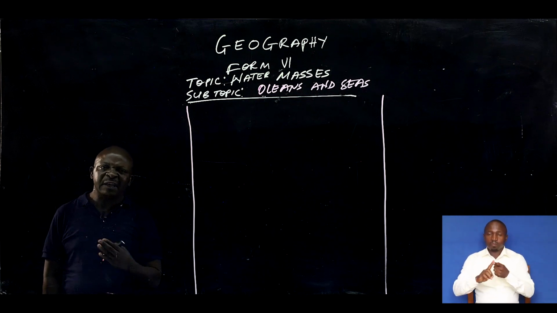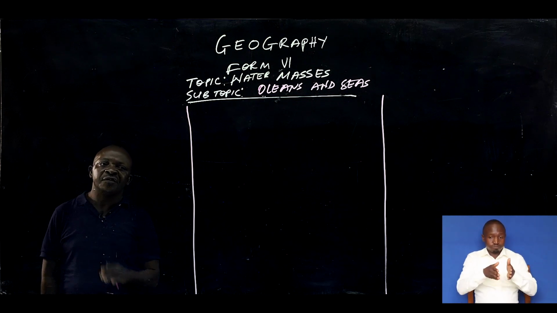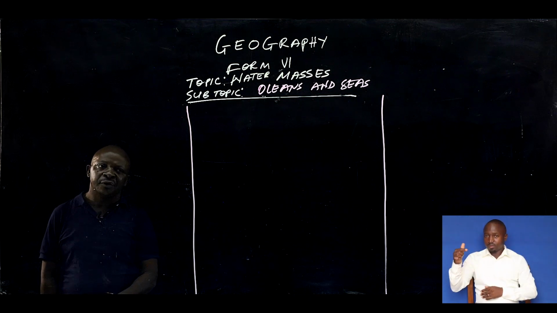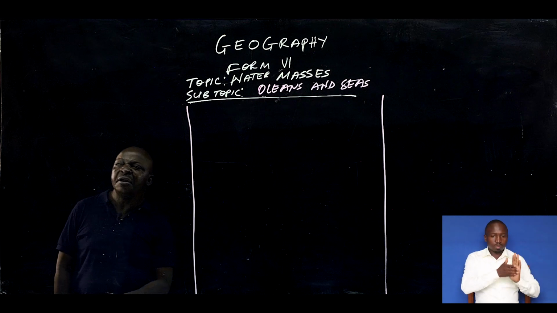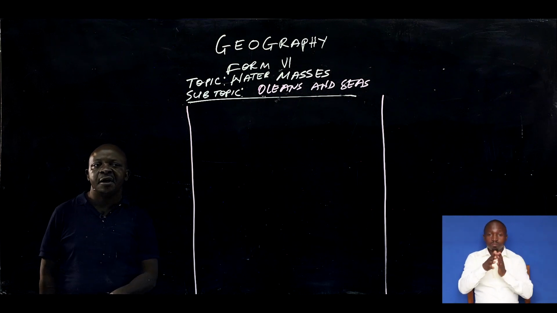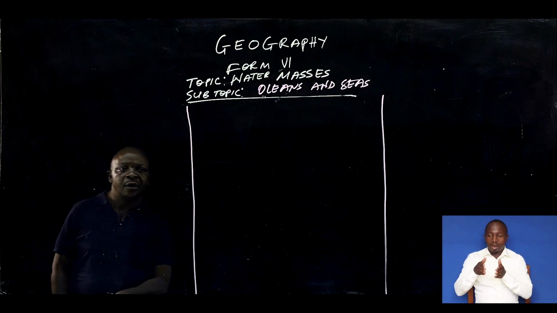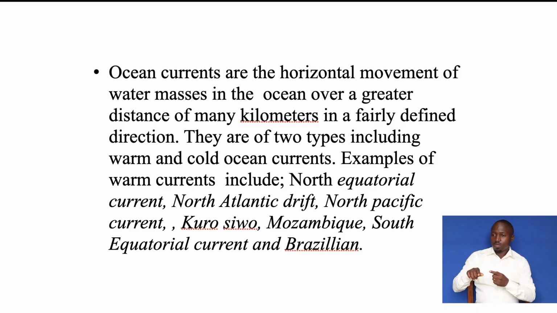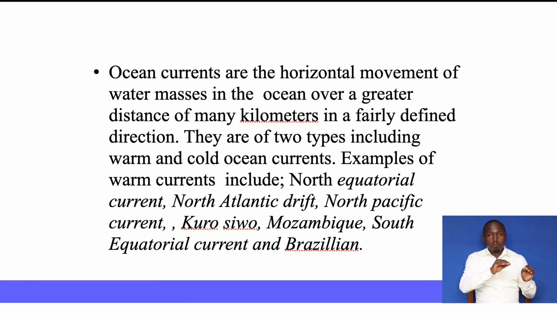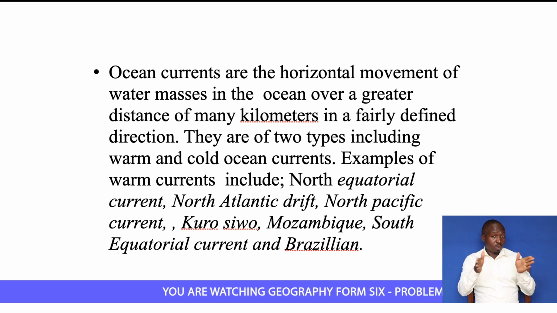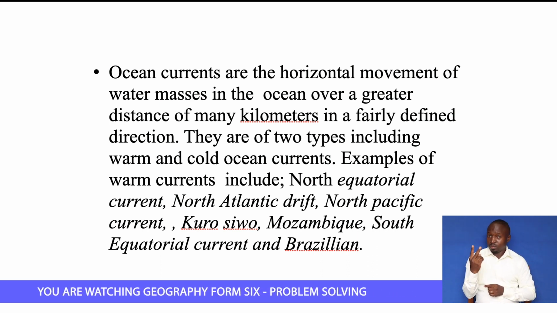My dear students, the question needs you to give multiple factors for the occurrence of ocean currents. But before you give the multiple factors, you should start with a good introduction. In it, give the meaning of ocean currents and the types. So here, we have the following. Ocean currents are the horizontal movements of water masses in the ocean over a greater distance of many kilometers in a fairly defined direction. They are of two types, including warm and cold currents.